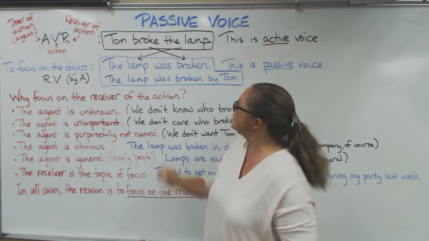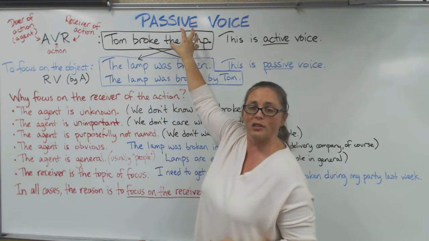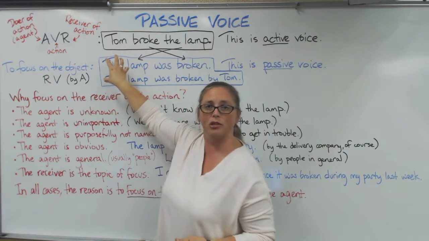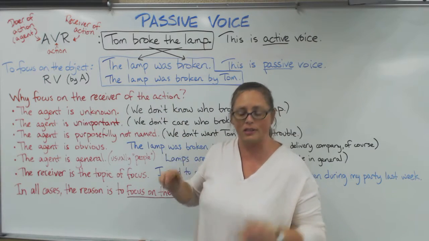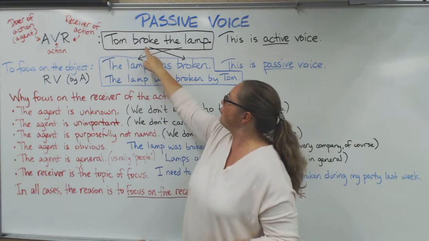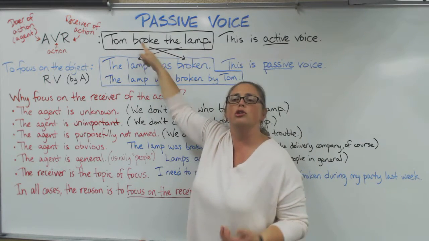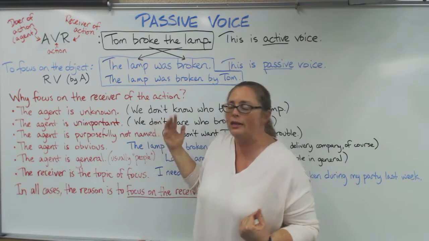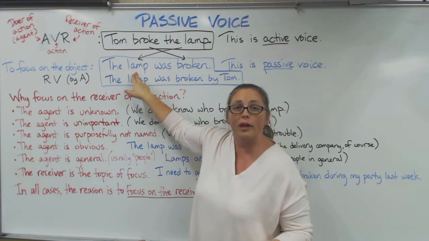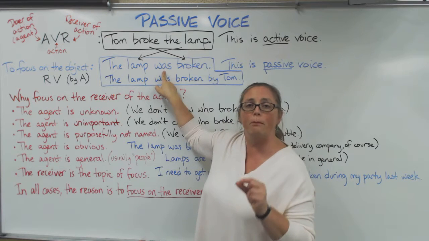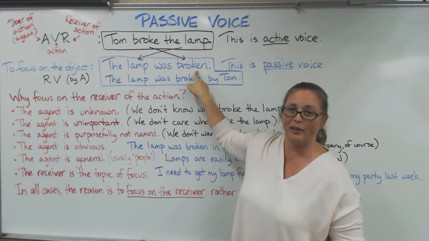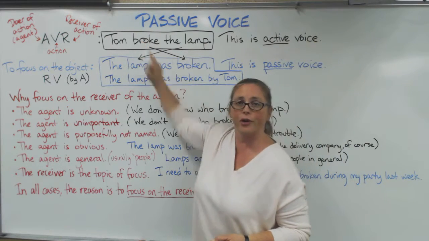And the way that you do this is that you take this object, this receiver, and you change it to the subject position. It goes to the beginning of the sentence so that you focus on it. So now the lamp is at the beginning, and the verb needs to change to show what happened. It needs to show that this is the receiver and not the doer. The way that we communicate that is by using the be verb and then the past participle of the verb.